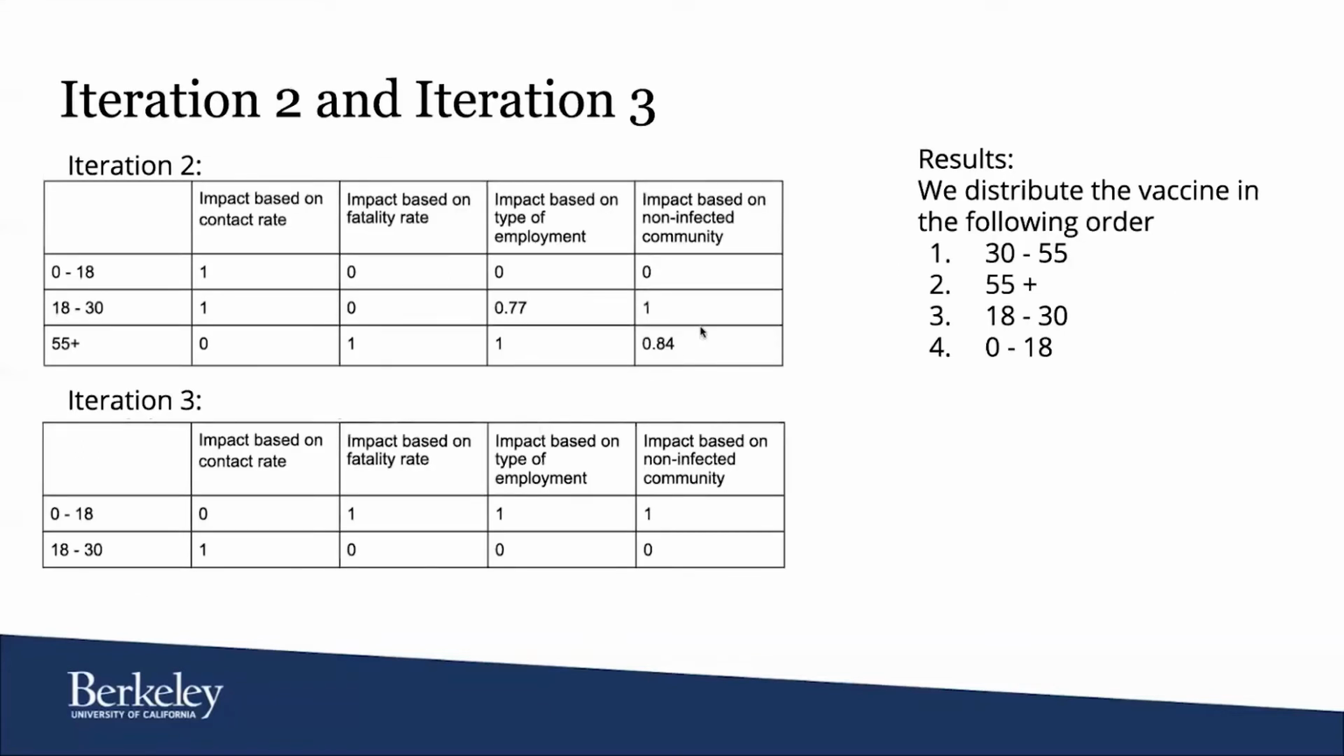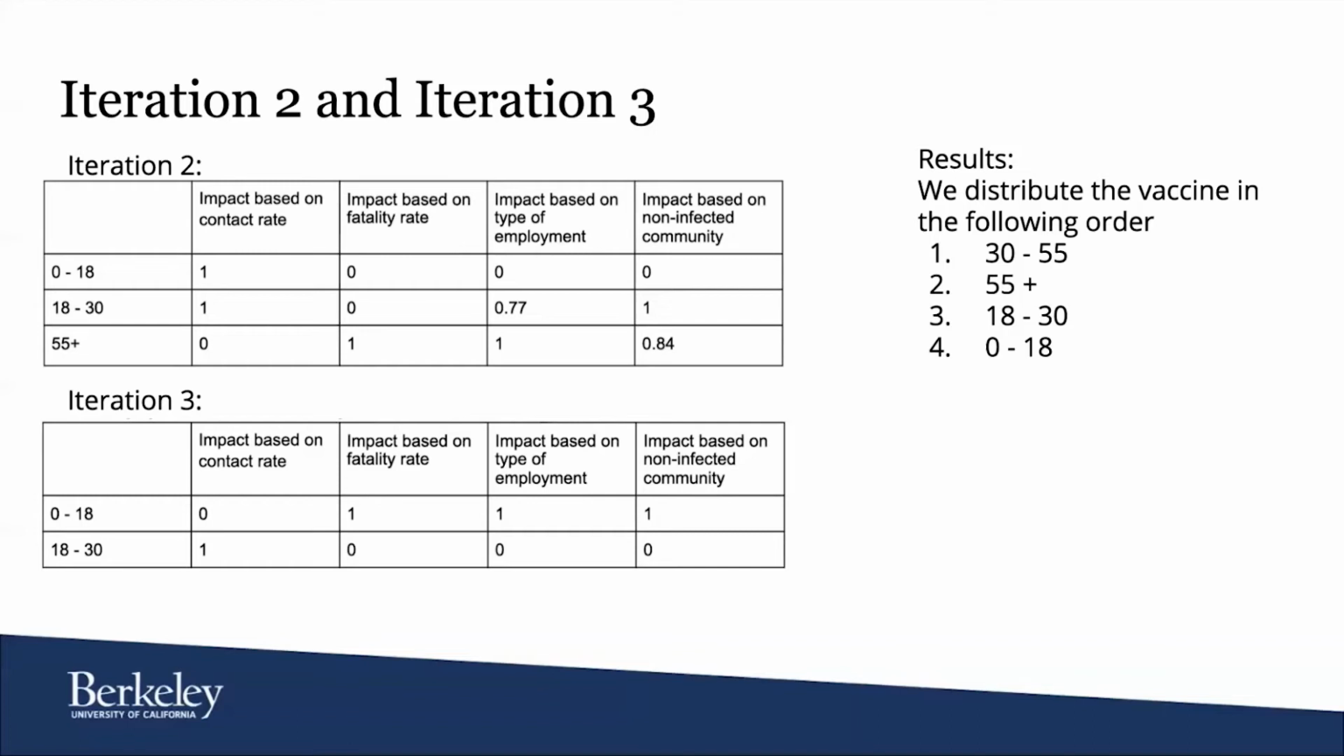And then for the second iteration, we just followed the same process, excluding the 30 to 55 age group. We also changed the data based on the scenario that the 30 to 55 age group is already vaccinated. And then once we did that, we found out that we would vaccinate the 55 plus age group next. And then for the third iteration, we are just left with two age groups, 0 to 18 and 18 to 30. And you can clearly see that we would vaccinate the 18 to 30 age group before vaccinating the 0 to 18 age group.